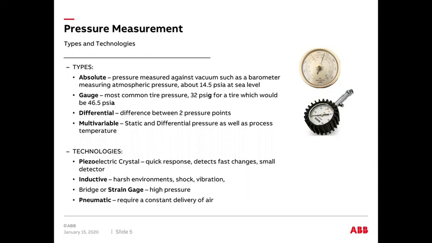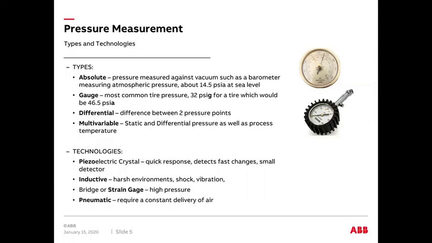And then there is the differential pressure. On differential, you're measuring the difference between two different pressures, and that's the reading you're getting. Now the multivariable is another one, and it includes measuring the difference between pressures, one of which is static, and it also measures the process temperature. So those are the different types of transmitters.